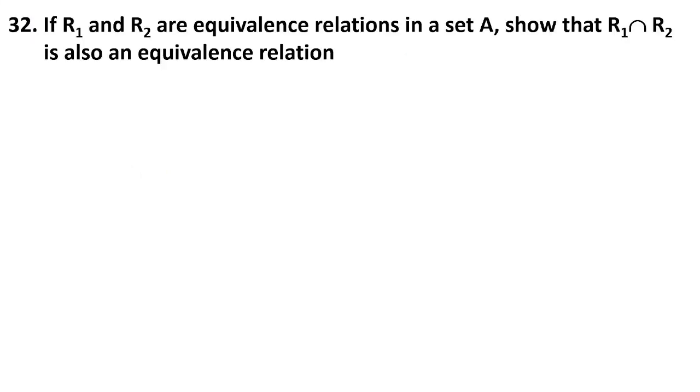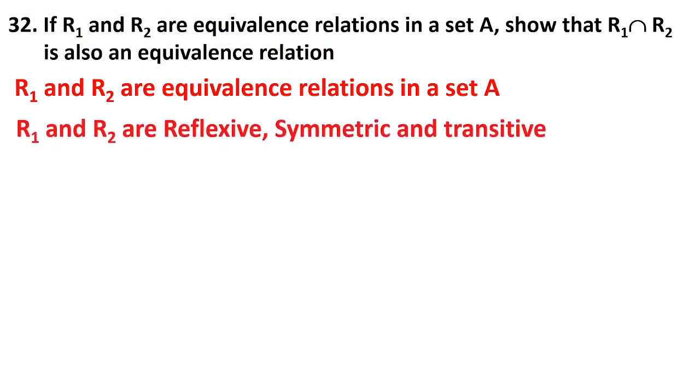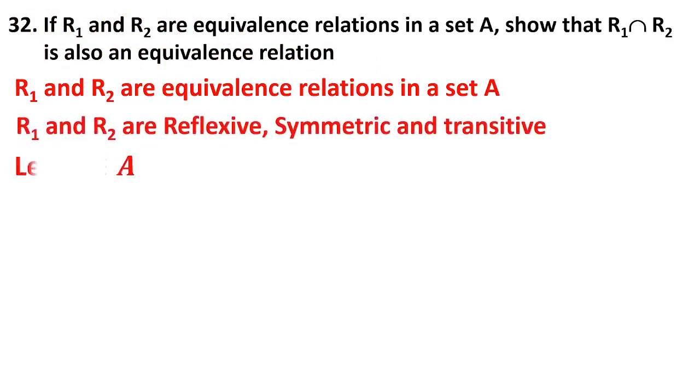Good. Now the next question, the R part: R1 and R2 are equivalence relations. Show that R1 intersection R2 is also an equivalence relation. And remember, when R1 and R2 are equivalence relations, they satisfy all the three properties, that is reflexive, symmetric and transitive. Therefore, R1 and R2 are reflexive, symmetric and transitive.